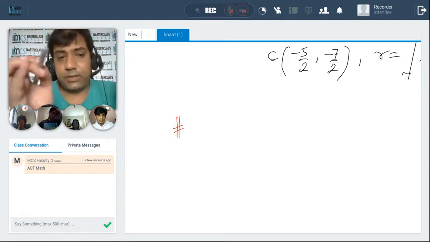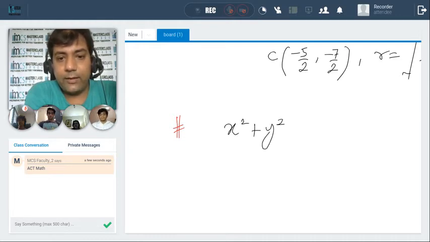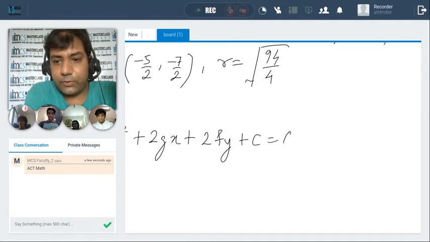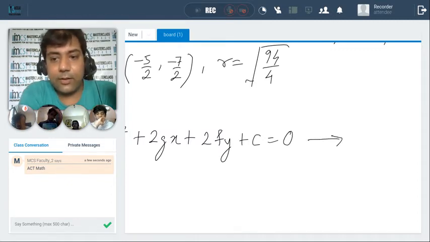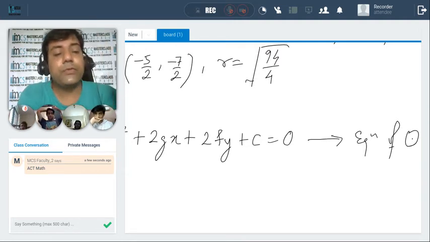Another form of equation, which is not taught in all the books, which is very important and can give the instant result, is x square plus y square plus 2gx plus 2fy plus c equals to 0. This is also an equation of circle, guys.